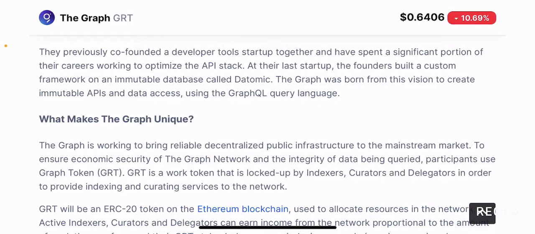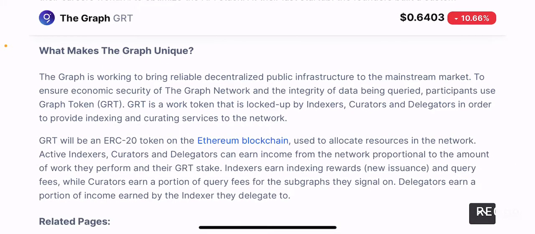So they have spent a significant portion of their career optimizing the API stack, and during their very recent startup, they basically built a custom framework on an immutable database called Datomic. The Graph was basically born from that vision. So the precursor of the Graph project was basically Datomic, right? And it led to them using the GraphQL query language in creating their vision of the Graph. So that's pretty interesting nonetheless.